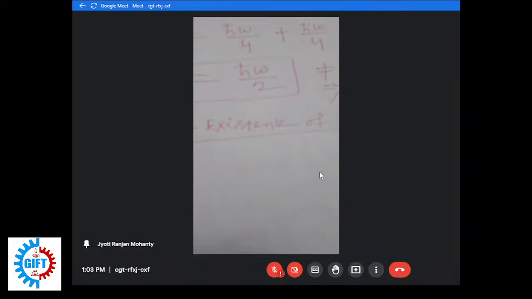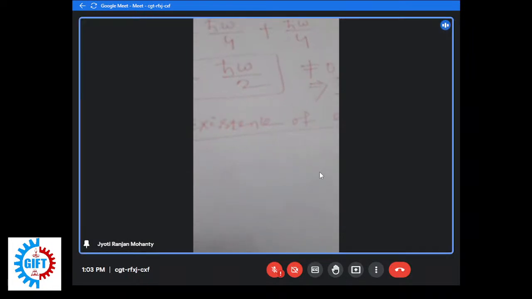Okay. So this is a very beautiful concept. We know the electrons are revolving around the nucleus. So is an electron present inside the nucleus? No. Only protons and neutrons are present inside the nucleus.